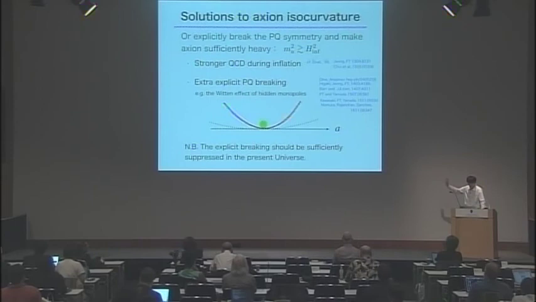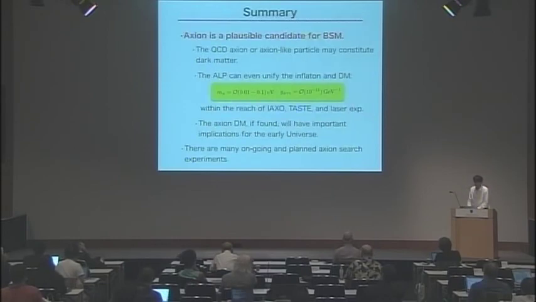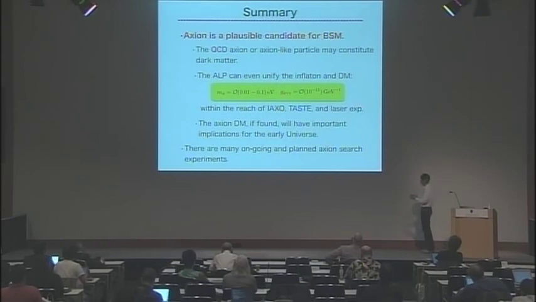So if the axion really constitutes the main component of dark matter, and if it is found, it will have a significant impact on the early universe. So let me wrap up my talk. The axion is certainly a plausible candidate for physics beyond the standard model. And I mentioned a crazy idea that the ALP, axion-like particle, may unify both inflaton and dark matter, requiring successful inflation and also the right dark matter abundance. So we are led to this particular parameter space.